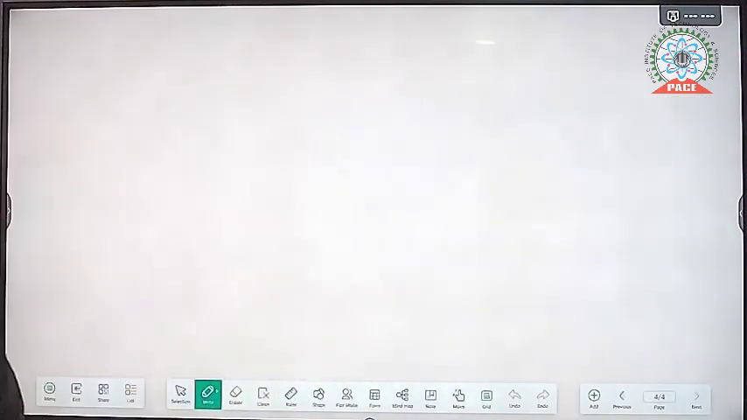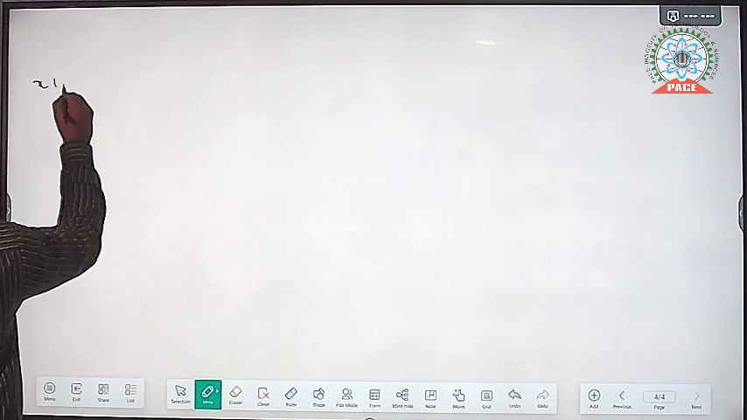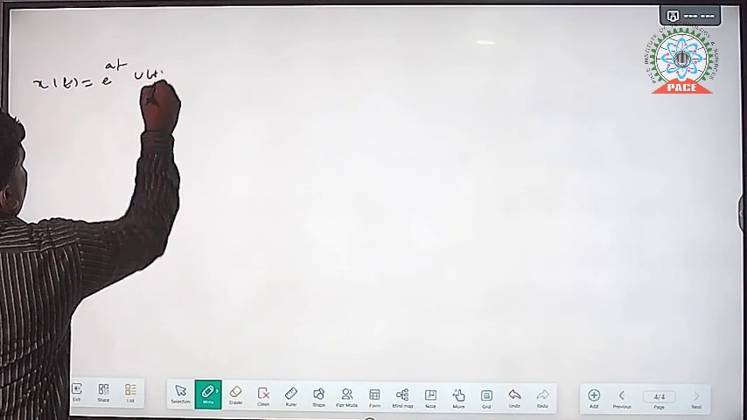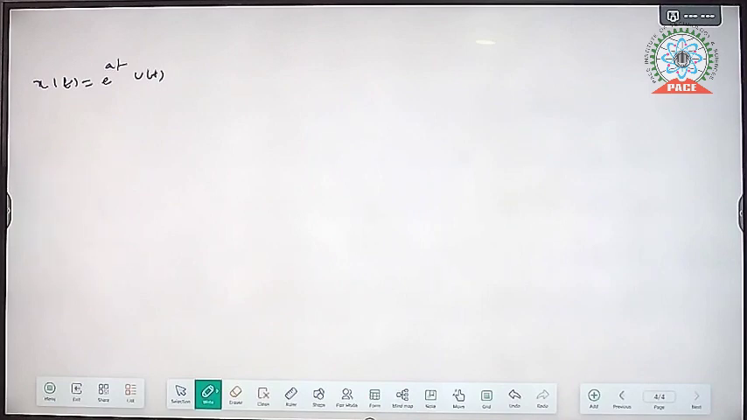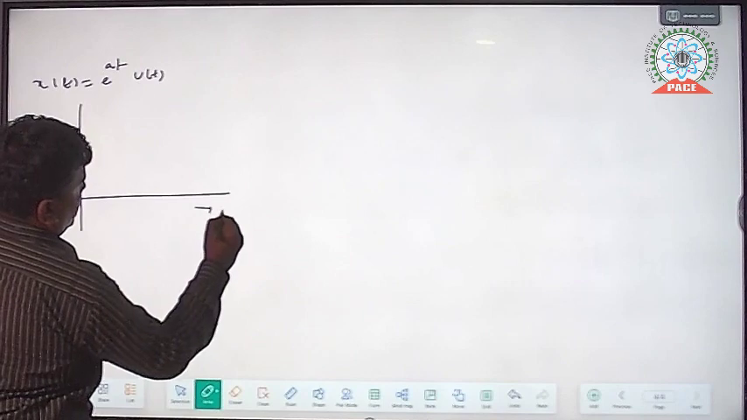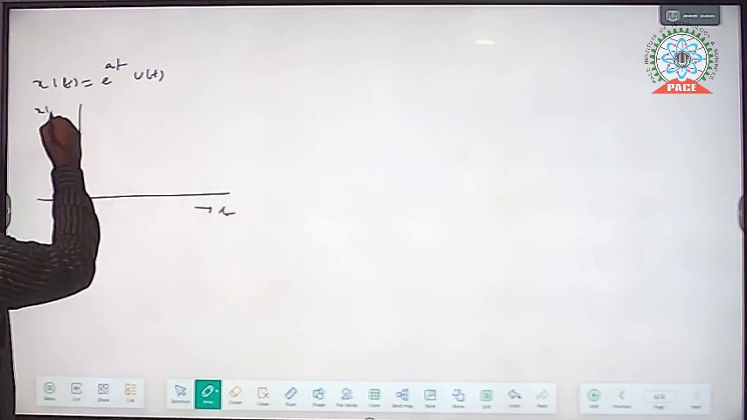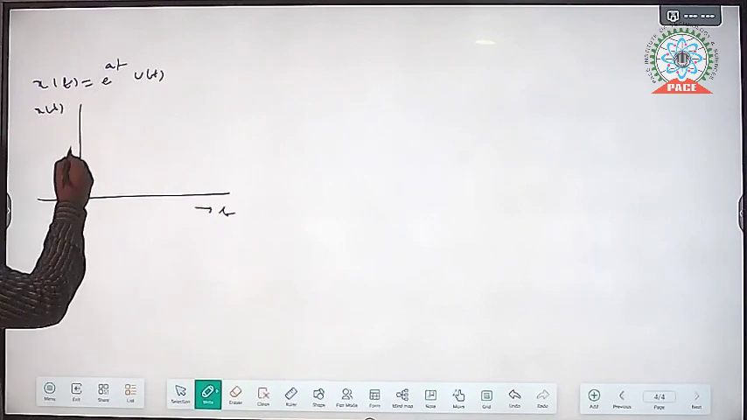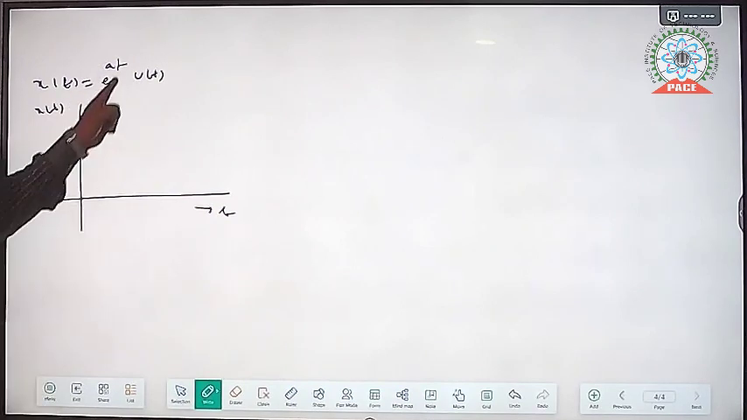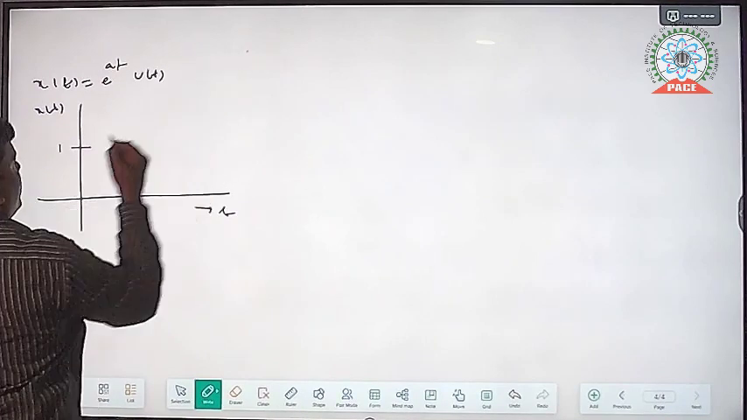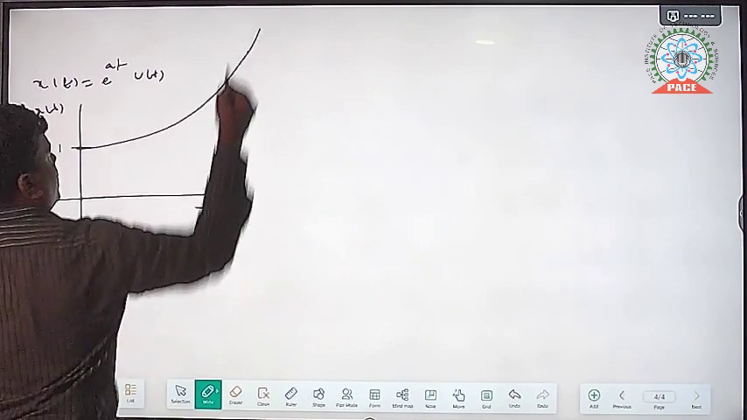Next, consider some signals, x of t equal to e power at u of t. This signal is an exponentially increasing signal. At time t equal to 0, it is e power 0, which is 1. At time t equal to infinity, e power infinity is infinity. So this is an exponentially increasing function.